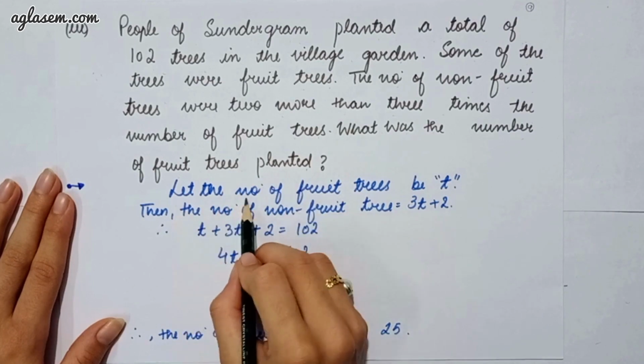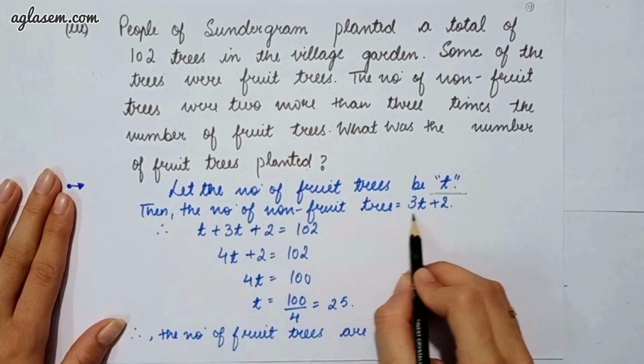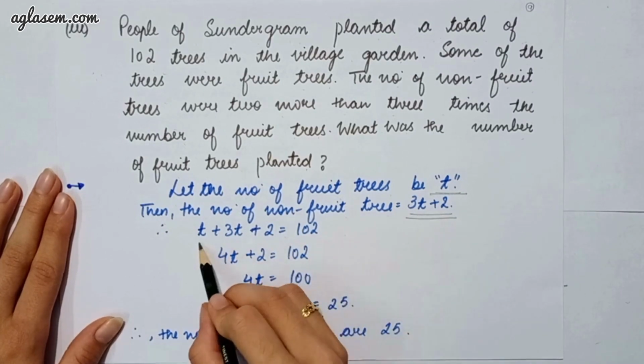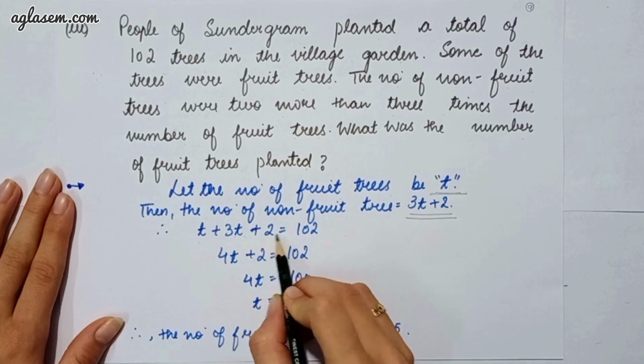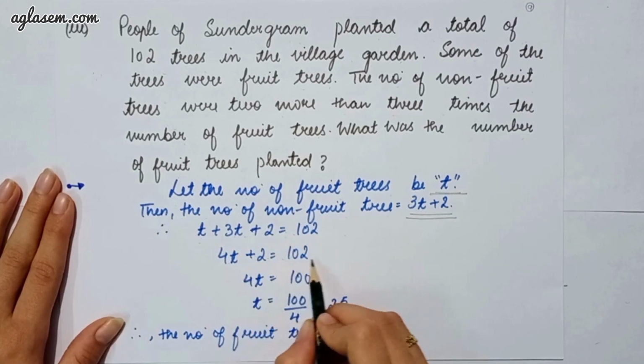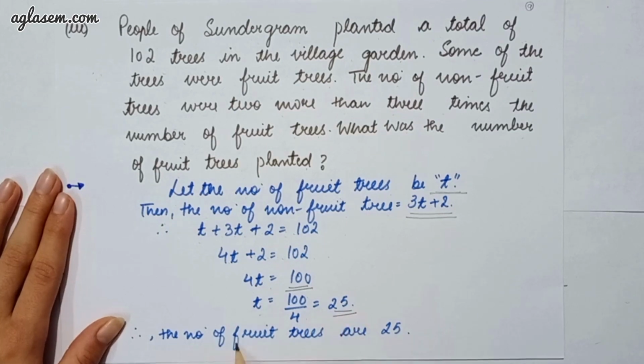So here we have to let the number of fruit trees be t. Then the number of non-fruit trees will be 3t plus 2. Therefore, after solving this equation, that is t plus 3t plus 2 is equal to 102. 4t plus 2 is equal to 102. It means 4t is equal to 100. Therefore, t is equal to 100 upon 4, that will give you 25. Therefore, the number of fruit trees are 25.